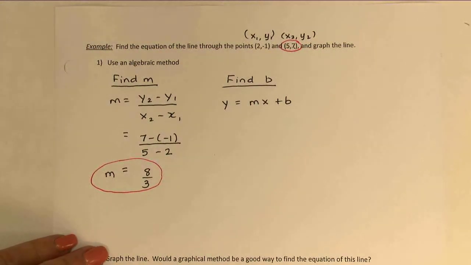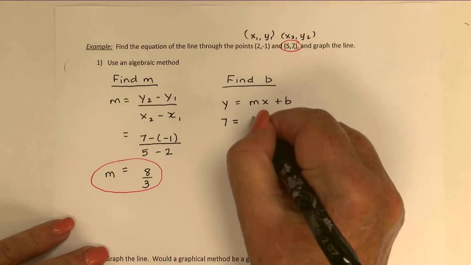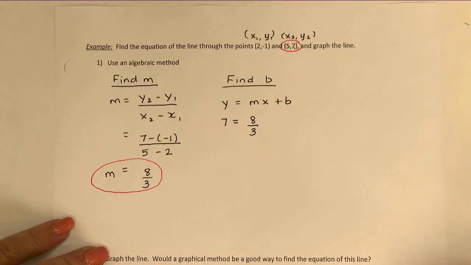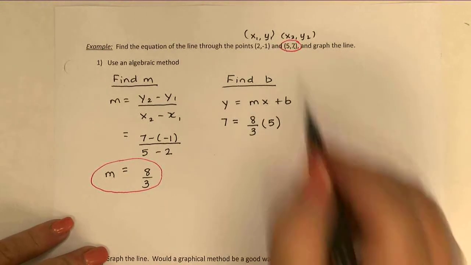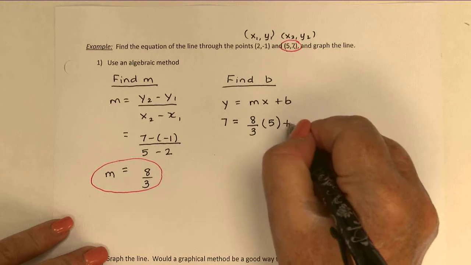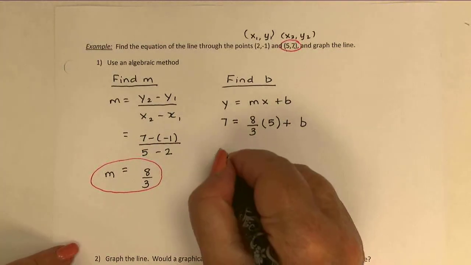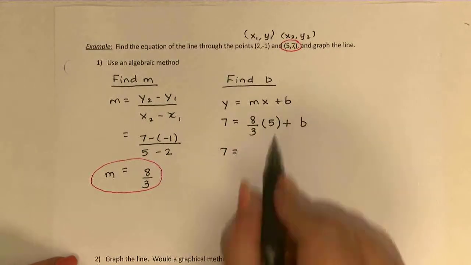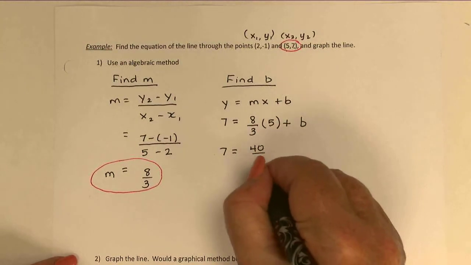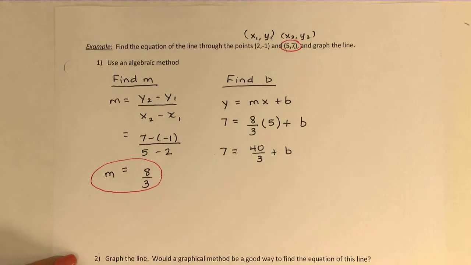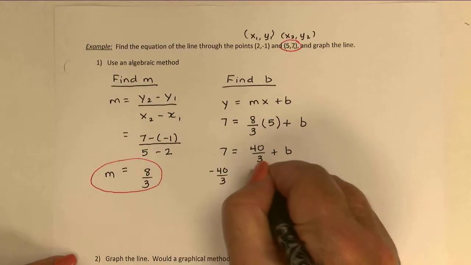Let's plug all those values into our equation. Y is 7, m is 8/3, multiplied by the x value 5, plus b, which we don't know yet. See, 8 times 5 would be 40 over 3, plus b. And then to get b, I'm going to have to subtract the 40/3 from both sides.